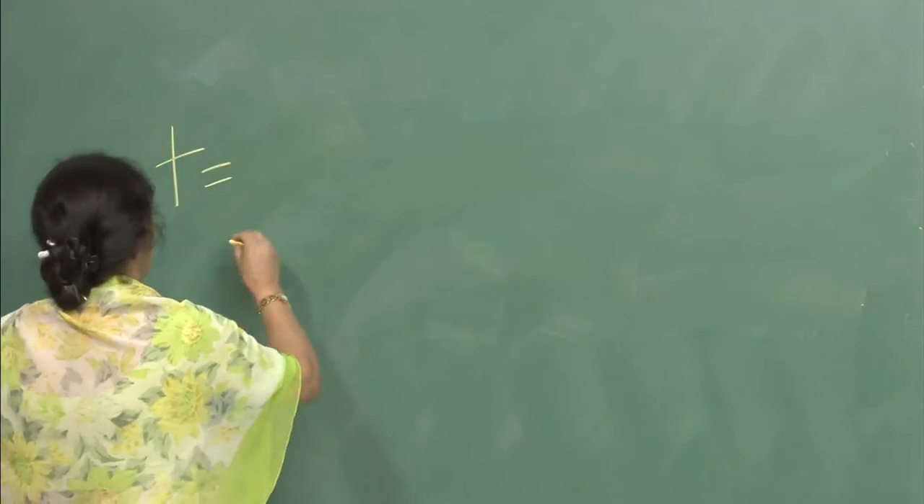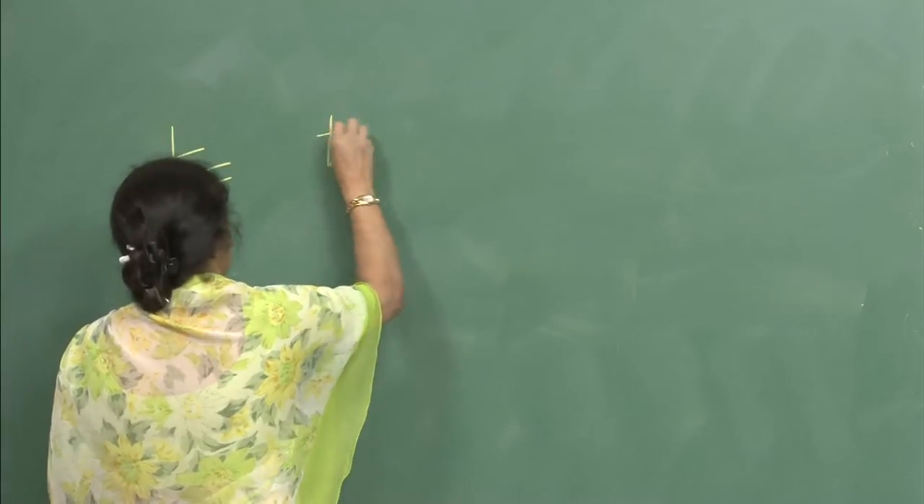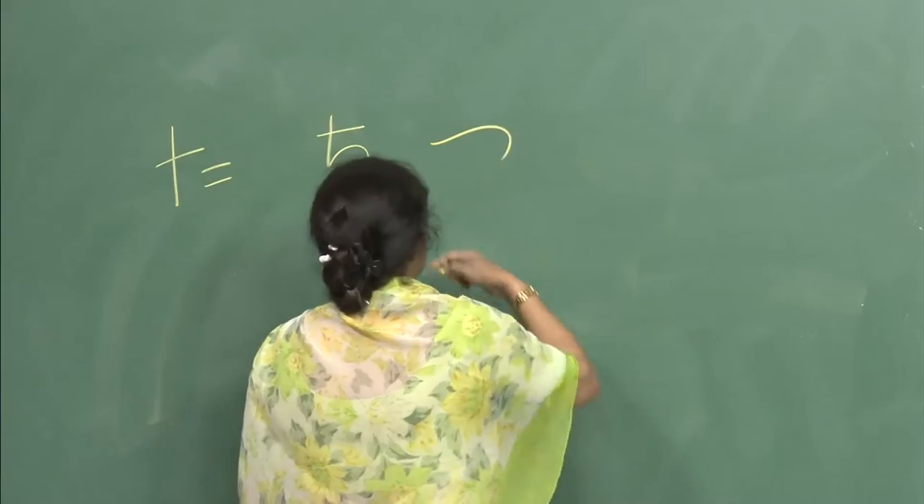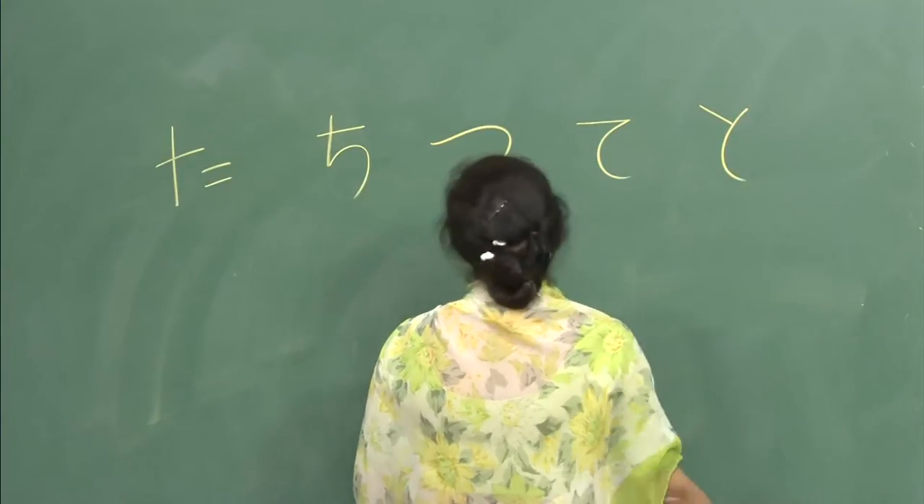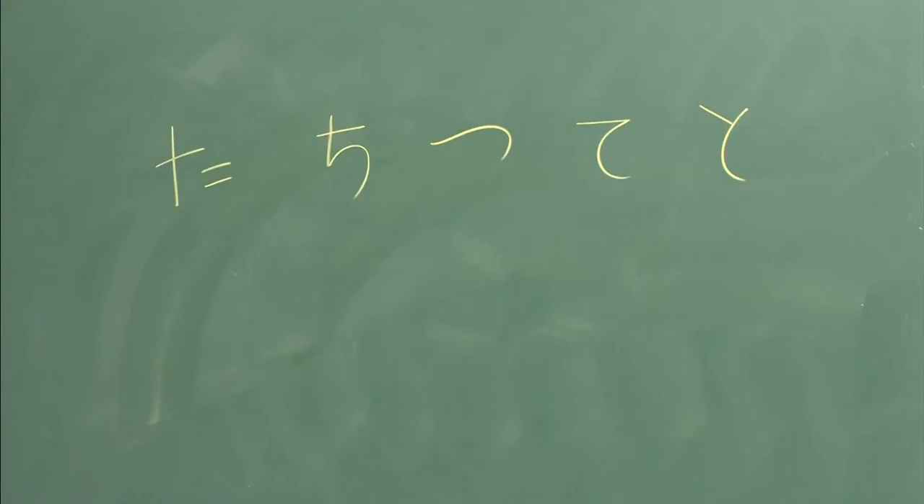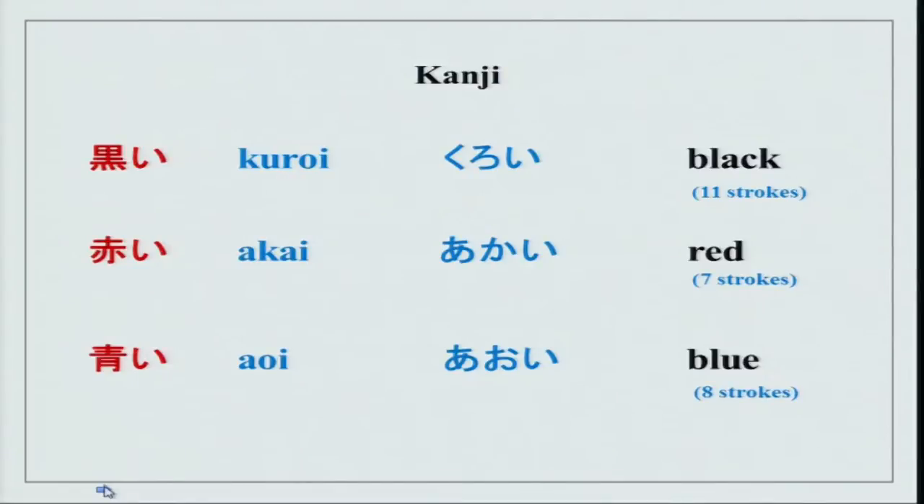Ta, chi, tsu, te and to. So, please remember ta, chi, tsu, te and to. Now, some kanji characters. These kanji characters are a little difficult, I would say, but because you know the word, it will be easy to remember. So, the first one is kuroi. I will make it for you over here, kuroi.